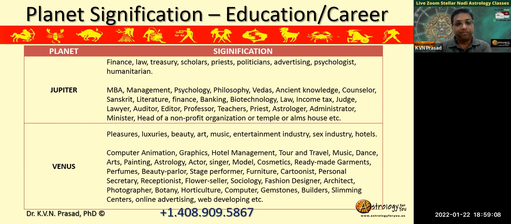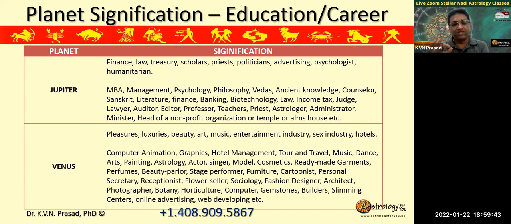Okay. Jupiter. Jupiter is finance, treasury, psychology, management, judgment, anything. All this, teaching, spirituality, astrology also, priest, all management, also Jupiter. So MBA, all that will fall under this category.